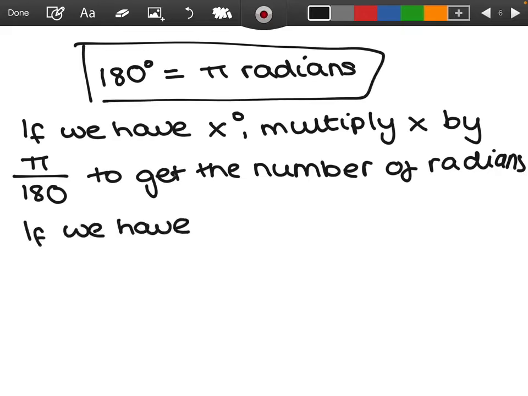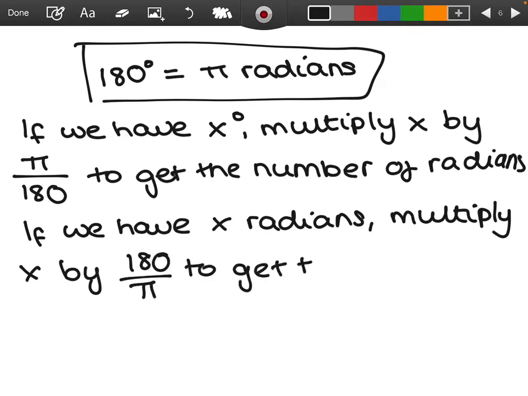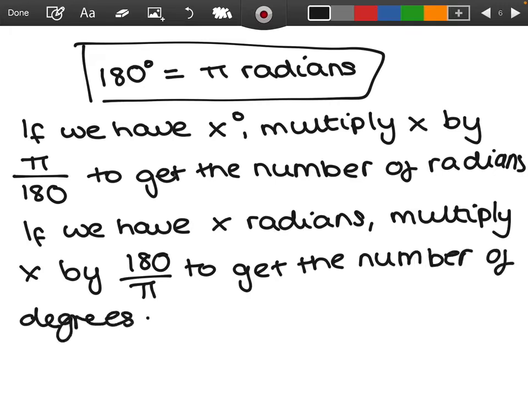If I have x radians, we're going to do the opposite. We're going to multiply x by 180 over pi to get the number of degrees. Okay. That follows really simply from what we have at the top.